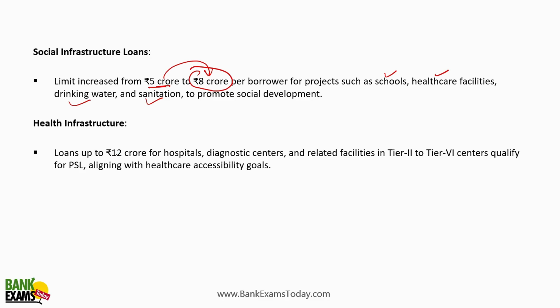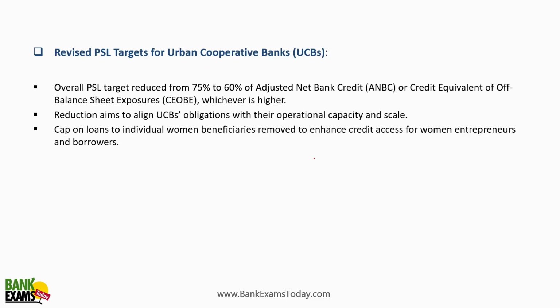For healthcare infrastructure, the limit has been increased to 12 crore rupees per project, right? For projects such as hospitals, diagnostic centers and related facilities in tier 2 to tier 6 centers. So 12 crore रुपए तक का लोन इसमें priority sector lending loan count होगा.